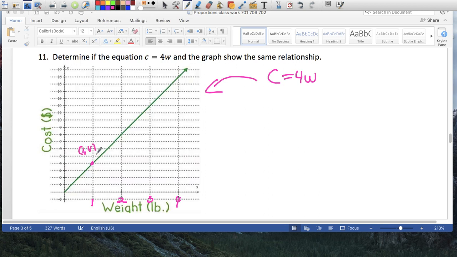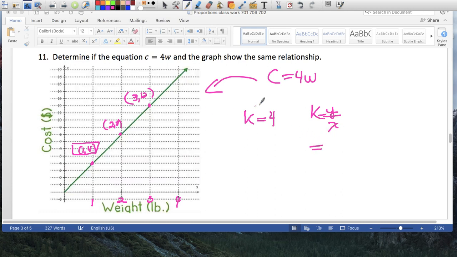1 and 4. This one, no, it is 2 and 8. This one is 3 and 12. And so forth, so forth. So I can pick any of those points to find k. But because it's compared to 1 pound, I already know that k is 4, just by looking at that. So I'm just going to do it anyway.